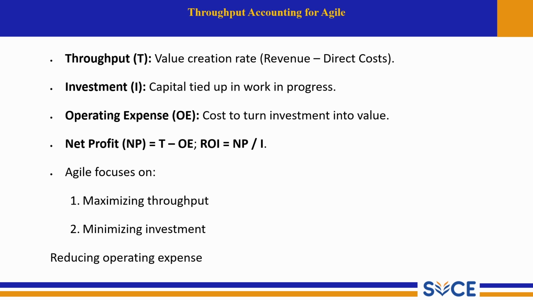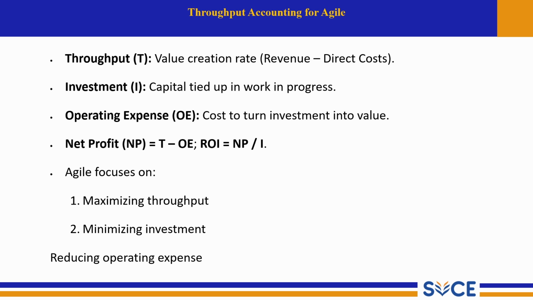And next one is investment. Investment is the primary money tied up with work that is still in progress. For example, unfinished features or partially developed software increase investment without giving any return. Agile reduces work in progress to keep investment low and increase delivery speed.